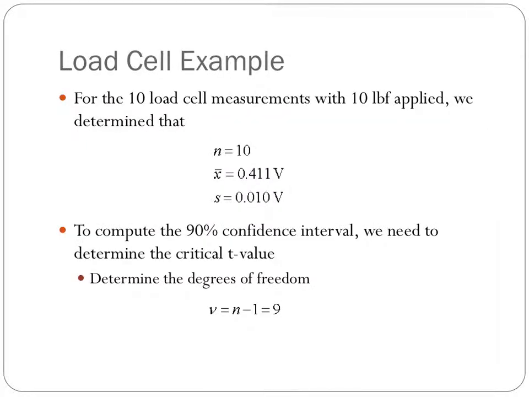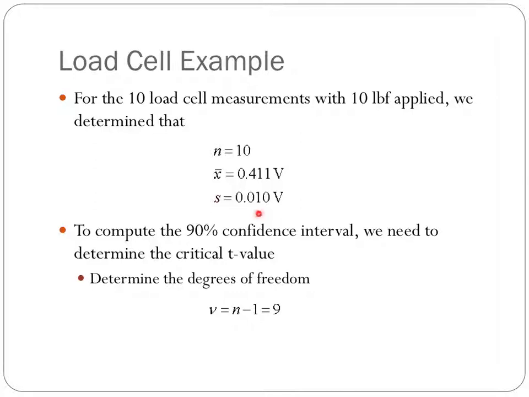With all of that information in hand, we can now return to our load cell measurements example. And if you'll recall from the previous lectures that we had 10 load cell measurements when we applied 10 pounds of force to that load cell. And based on the measurements, we came up with these parameters. So we know that the number of samples is 10. We came up with a mean of 0.411 volts of output for the applied 10 pounds of force. And we came up with an estimated standard deviation of 0.01 volts based upon those 10 measurements.